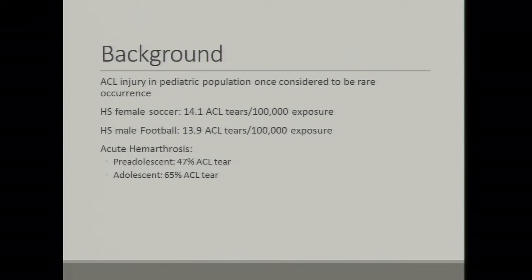We've looked at studies that have shown that with an acute hemarthrosis after a traumatic injury, a pre-adolescent patient is almost 50% likely to have an ACL tear, and an adolescent patient about 65%. So 2/3 of the time, when you see a 14-year-old soccer player with an acute injury with an effusion, you can say 2 times out of 3 they're probably going to have an ACL tear.